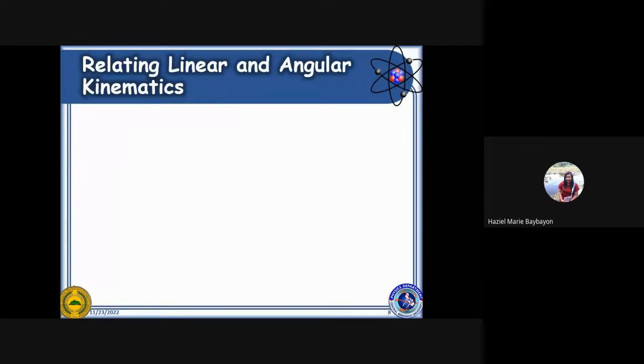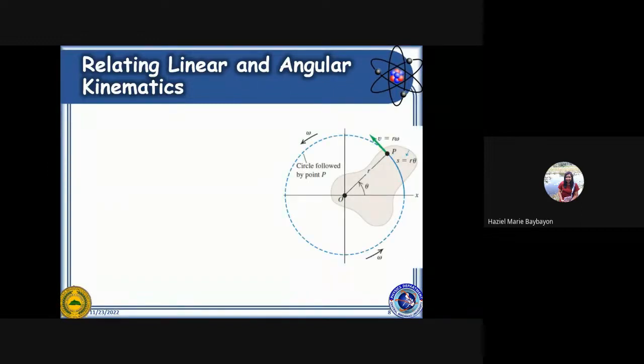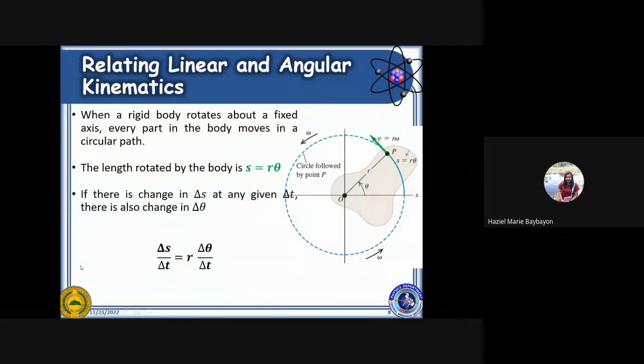Okay. So, let us relate now linear and angular kinematics. So, here is another rigid body here. Okay. So, we have here another rigid body. So, wala siya fixed nga shape, no? And then we want to know the velocity at this point. Okay. So, take note that when a rigid body rotates about a fixed axis, every part in the body moves in a circular path. Okay.